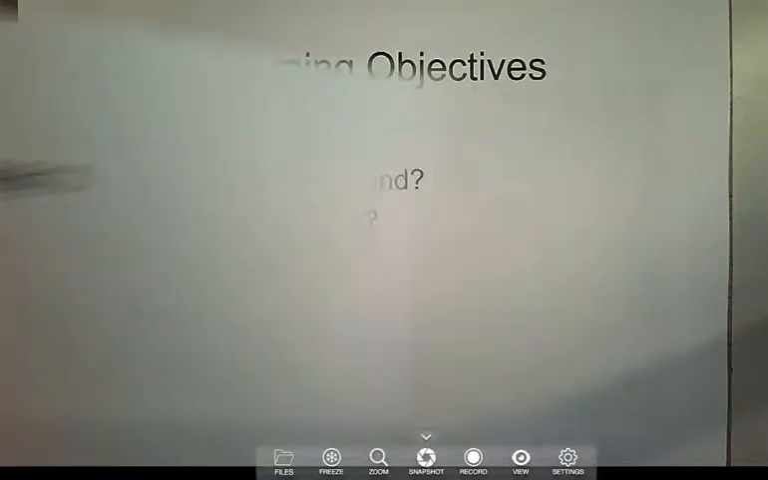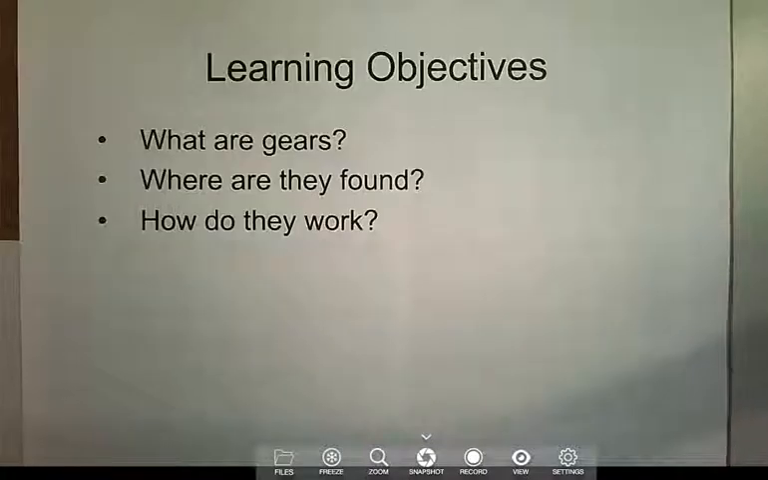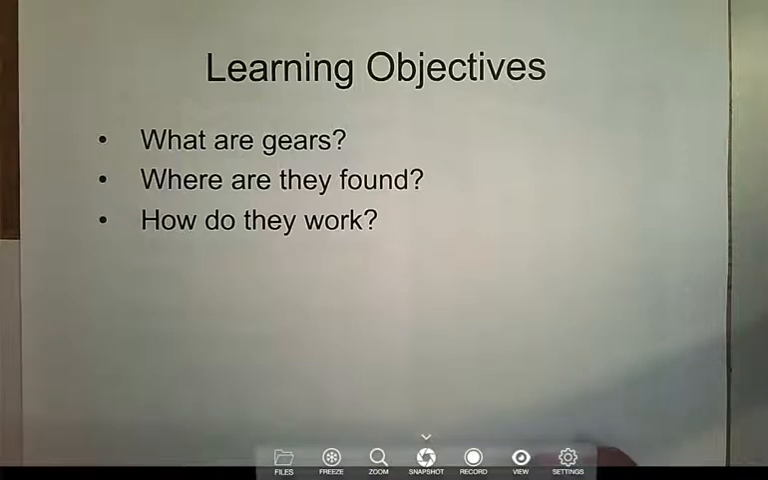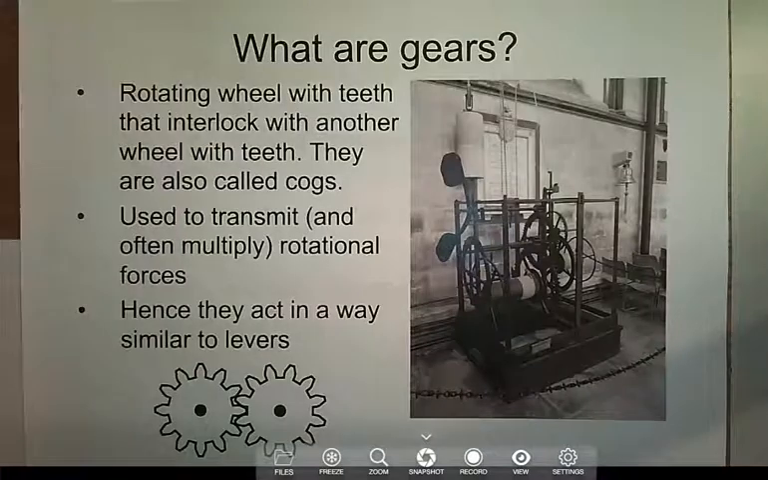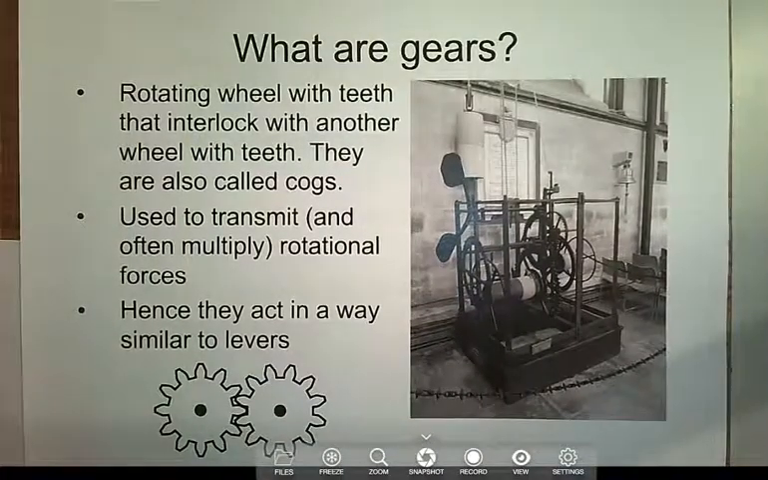Right, hello Year 9. Today we're going to work towards almost the completion of our topic on moments, levers and gears, to look at the gears themselves. So, our learning objectives are: what are gears, where are they found, and how do they work? Let's have a look at some gears. They're found in all sorts of places.